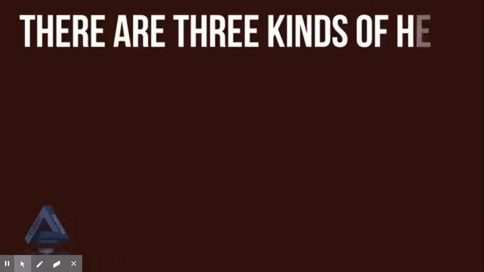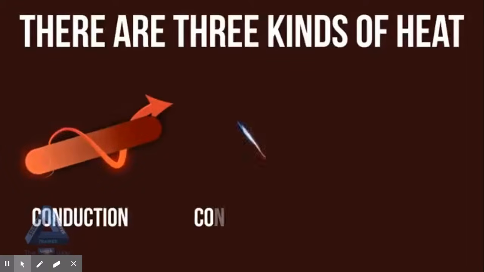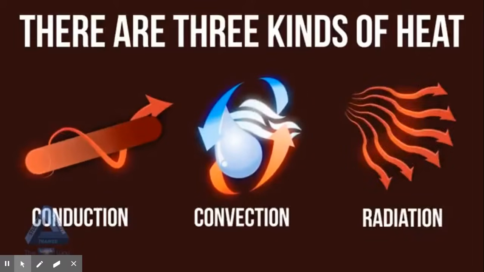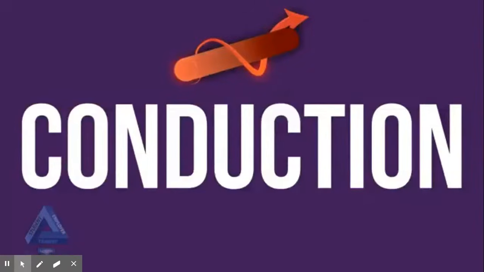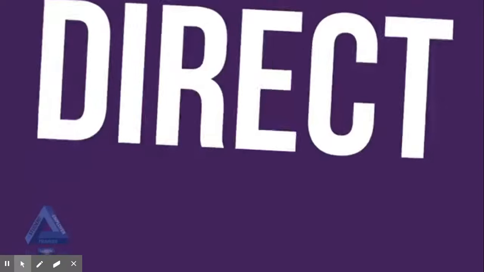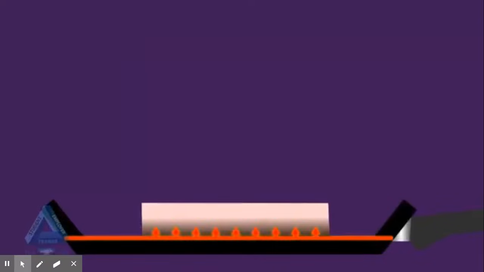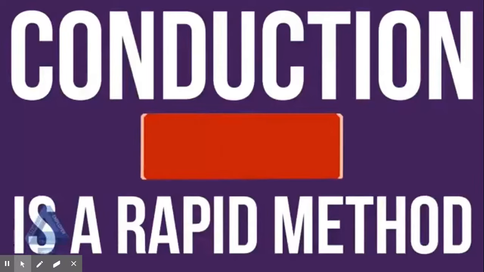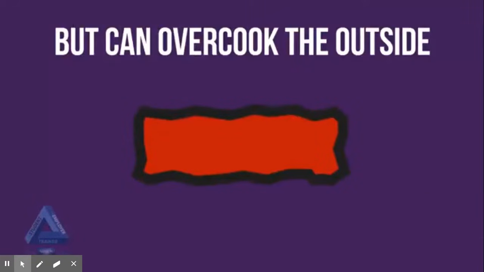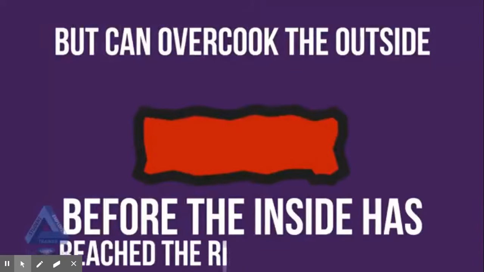There are three kinds of heat: conduction, convection, and radiation. Conduction is the transferal of heat through direct contact. When you place a steak on a hot pan, heat will transfer from the pan directly into the steak. Conduction is a rapid method of transferring high heat into foods, but can overcook the outside of the food before the inside has reached the right temperature.